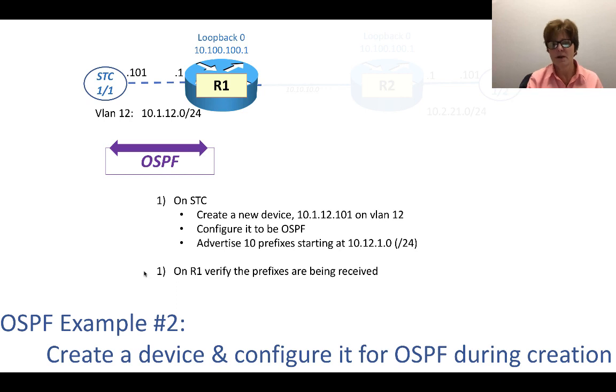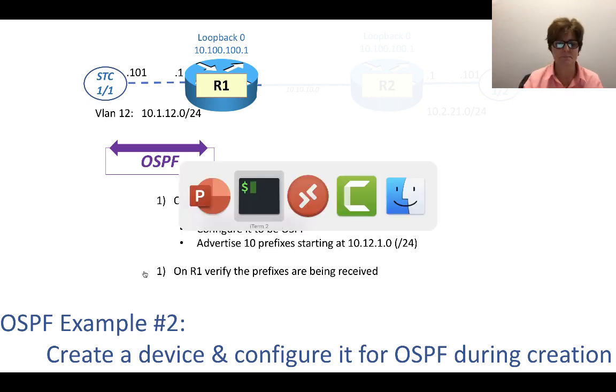So we're going to go to the Spirent Test Center. We're going to create a new device. We're also going to say that that device is going to be on VLAN 12. While we're configuring that new device, we're going to configure it to do OSPF. While we're configuring it to do OSPF, we're also going to go ahead and generate LSAs. So let's go ahead and do that.